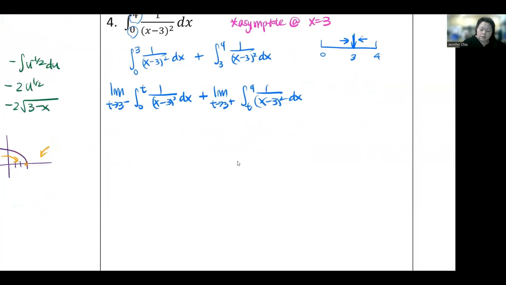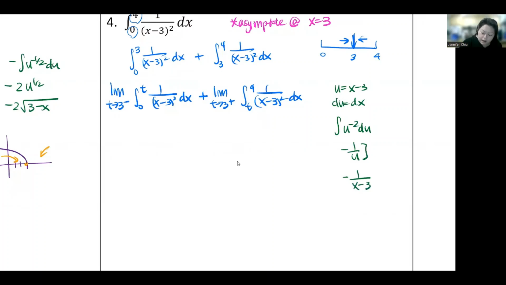All right, so now same thing. I am going to work on this integration on the side because it's a little bit easier that way. I can see that u sub is x minus 3, du is dx. So this is really the integral of u to the negative 2 du. So taking the antiderivative will be u to the negative 1 over negative 1. So negative 1 over u will be my antiderivative. So it's really negative 1 over (x minus 3).